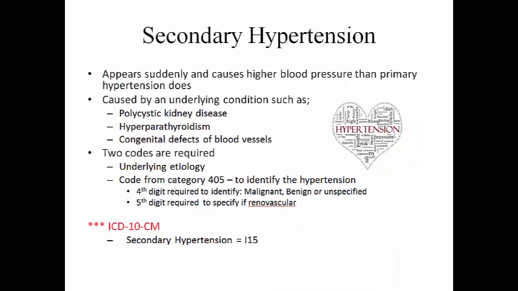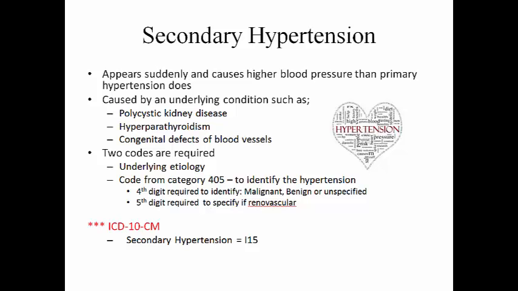Secondary hypertension appears suddenly and causes higher blood pressure than primary hypertension, and it's caused by underlying conditions such as polycystic kidney disease, hyperparathyroidism, congenital defects of blood vessels. 2 codes are required when coding secondary hypertension. First, the underlying etiology, then a code from category 405 to identify that hypertension. The sequencing of these 2 codes will depend on the circumstances of the admission.